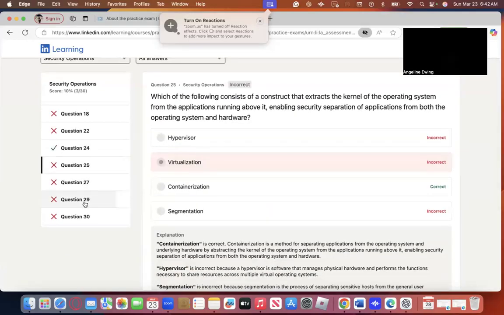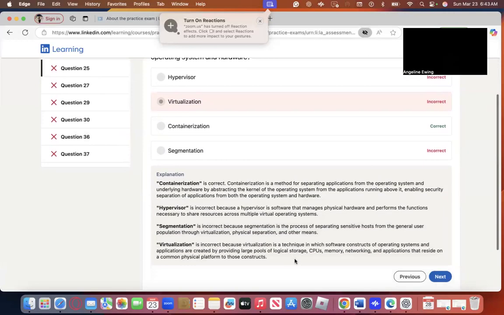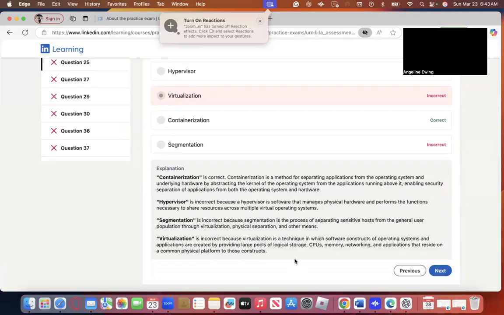Which of the following consists of a construct that extracts the kernel of the operating system from the application running above it, enabling security separation of application from both the operating system and hardware? That will be containerization. Containerization is a method for separating application from the operating system and underlying hardware by abstracting the kernel of the operating system from the application running above it, enabling security separation of application from both the operating system and hardware.